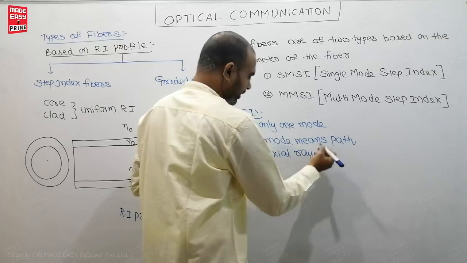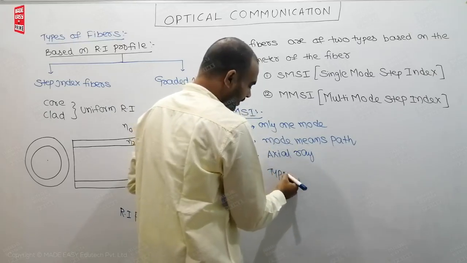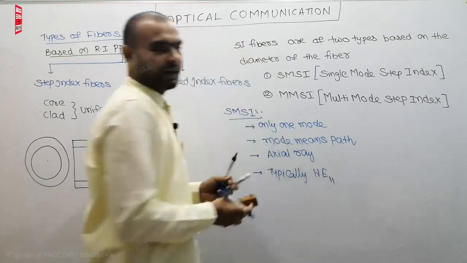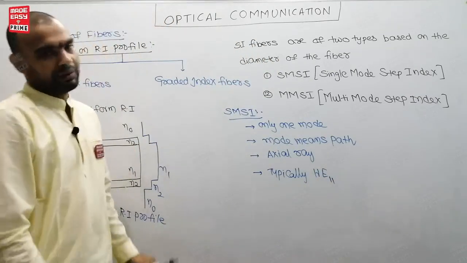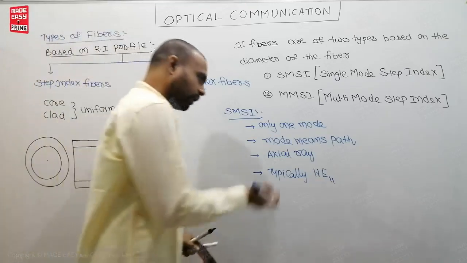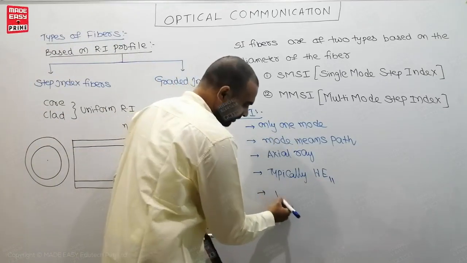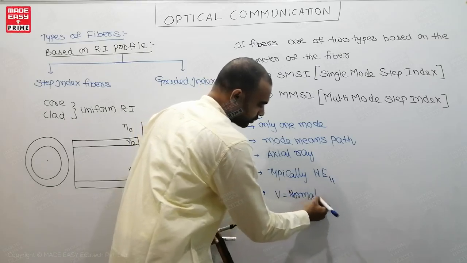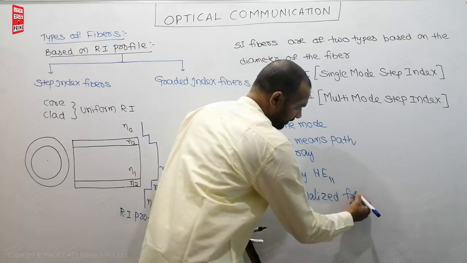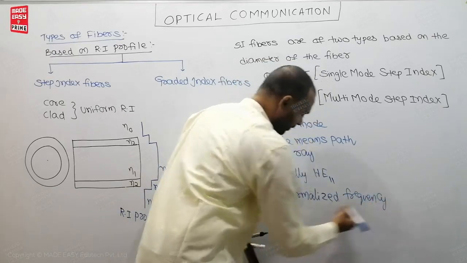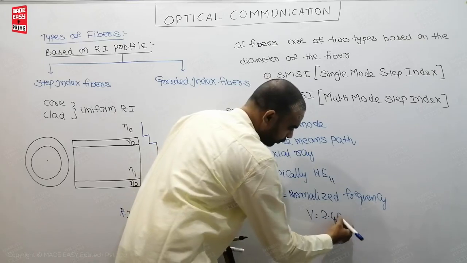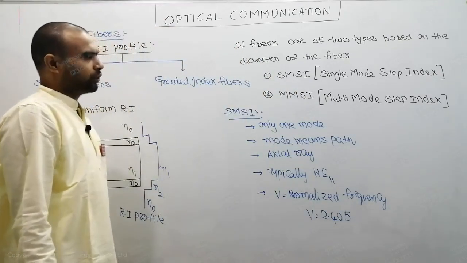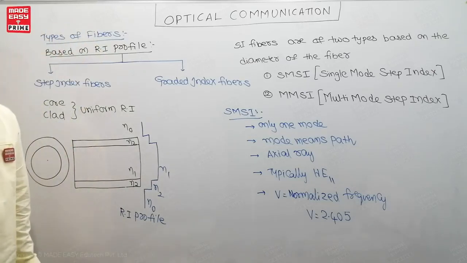Typically it has the HE11 mode, hybrid electric mode 11. For a single mode to be present, V is called the normalized frequency, and the normalized frequency V number is equal to 2.405. By taking V equal to 2.405, only a single mode is present.